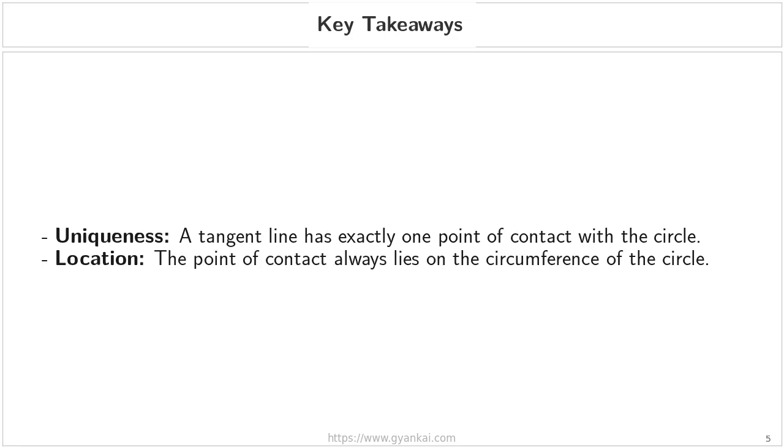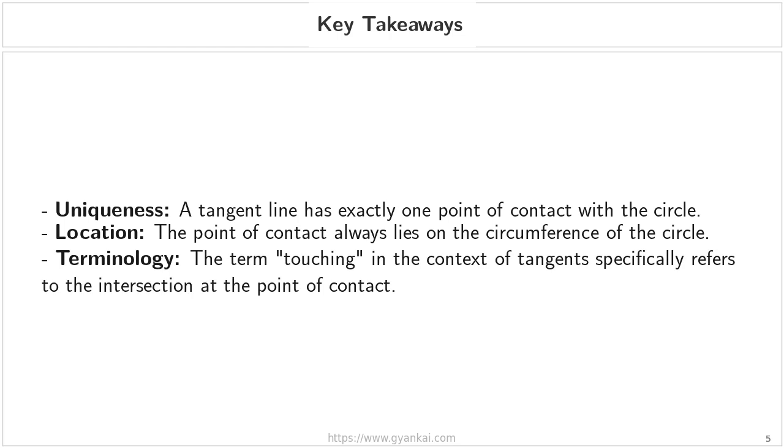Second, regarding the location of this point, the point of contact is never floating in space or hidden inside the circle. It always lies precisely on the circumference, which is the outer boundary of the circle. Finally, let's look at the terminology we use. In geometry, when we say a line is touching a circle, we aren't using that word loosely. We are specifically referring to that precise moment of intersection at the point of contact.